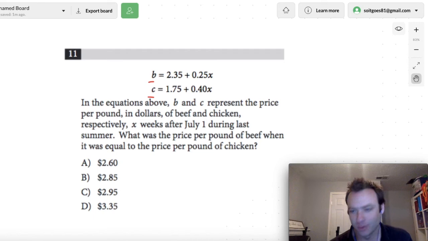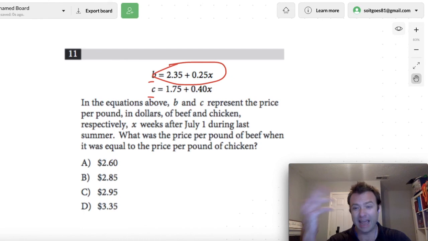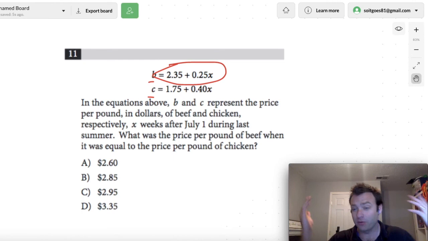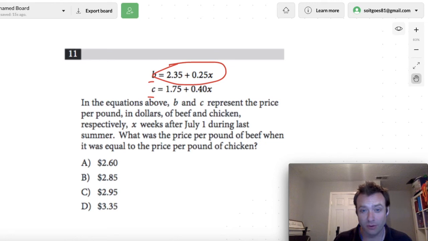In fact, it can't be bigger than 4. Because I'm looking at the first equation up here, and when x is 4, the beef value would be 335, which is the highest value in the answer choices. 4/4 is a dollar, so it'd be 335. So it's nothing bigger than 4. It's somewhere between 0 and 4. And probably not 0, because when x is 0, beef would be 235 and chicken would be 175. So let's test values between 1 and 4. Does that make sense? Yes.